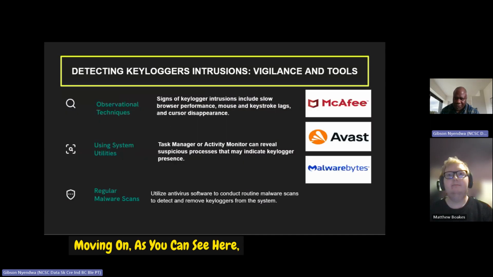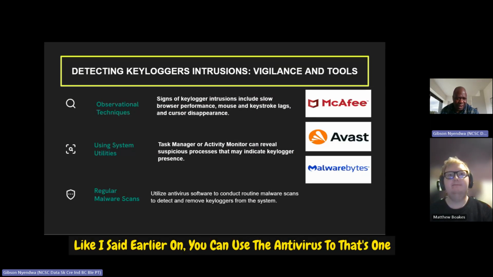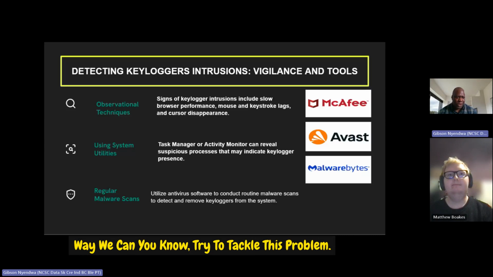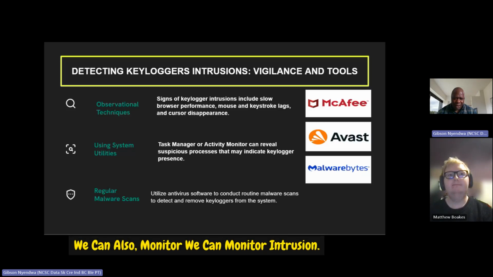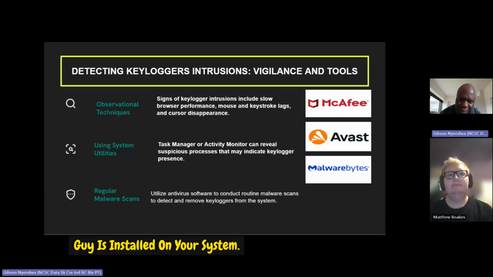Moving on, as you can see here, detecting the intrusion or surveillance tools. Like I said earlier on, you can use antivirus, that's one way we can try to tackle this problem. We can also monitor intrusion. These are the signs of how you would know that a keylogger is installed on your system.